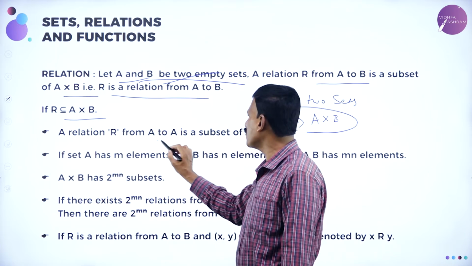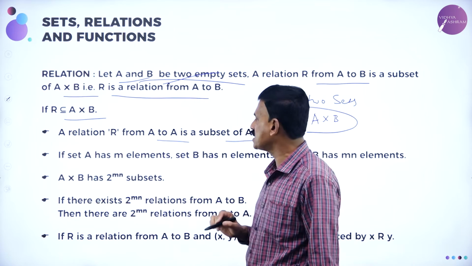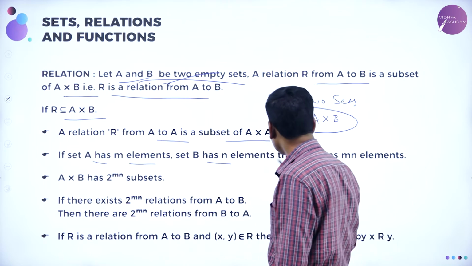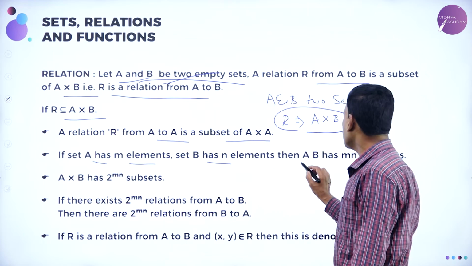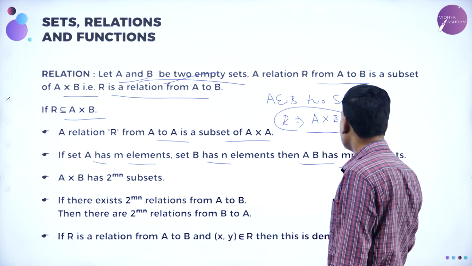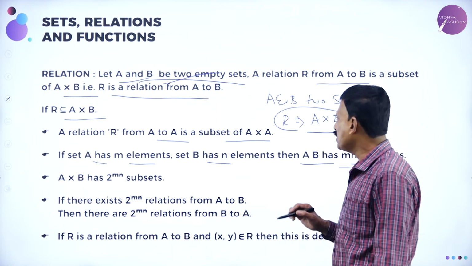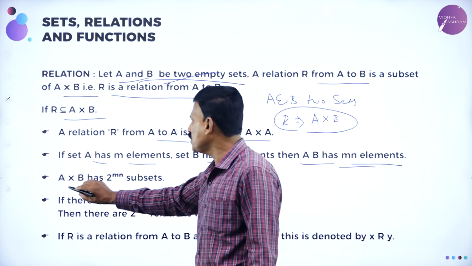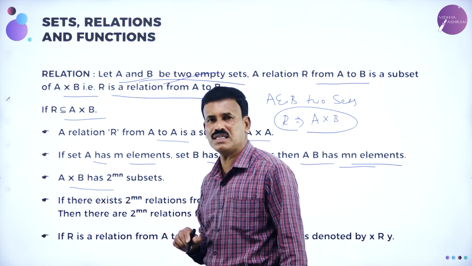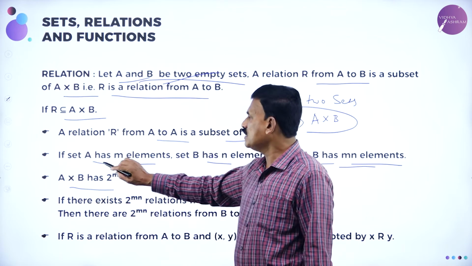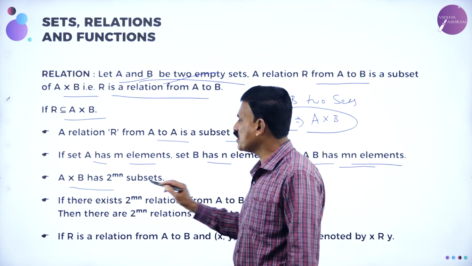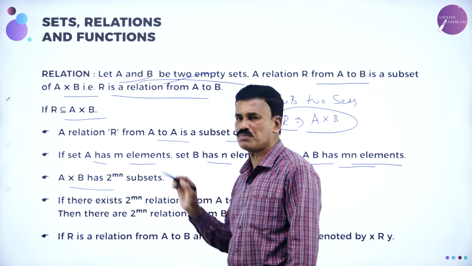A relation R from A to A is a subset of A cross A. If the set A has m elements and the set B has n elements, then A cross B has mn elements. That means the number of subsets of A cross B is 2 to the power of mn.